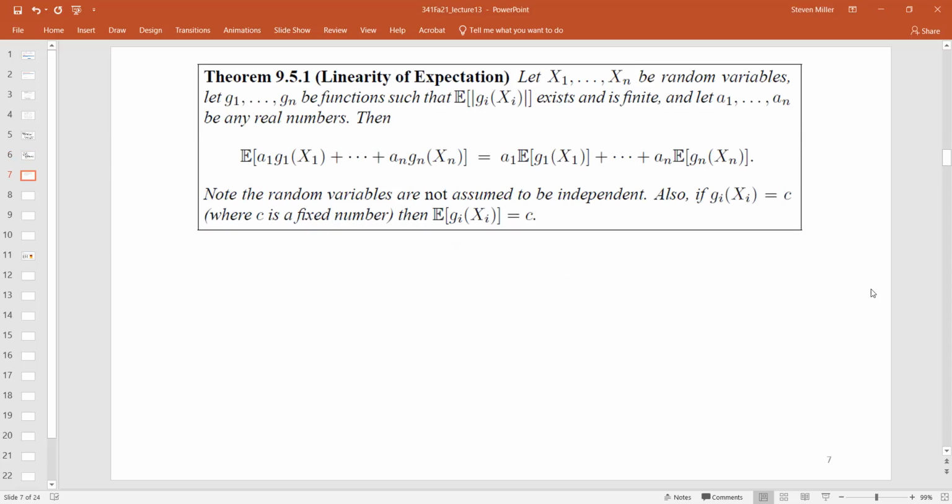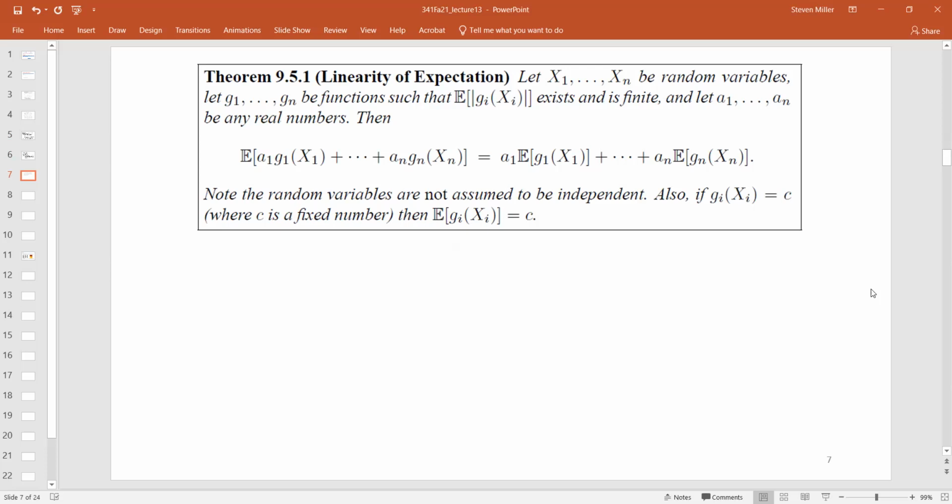So what I want to do now is mention a beautiful theorem, linearity of expectation. Let X1 through Xn be random variables. I started to say independent and I corrected myself. They do not need to be independent. In fact, that's the entire point. Let G1 through Gn be functions such that the expected value of each Gi of Xi exists. Then the expected value of a linear combination is the linear combination of the expected values.